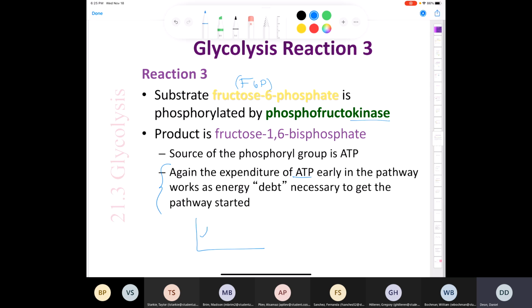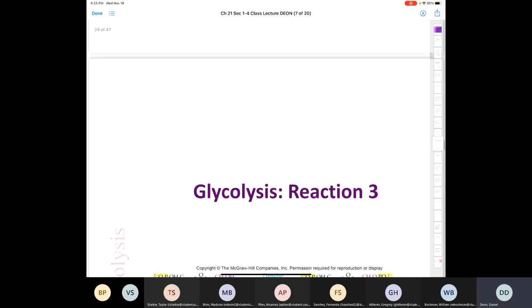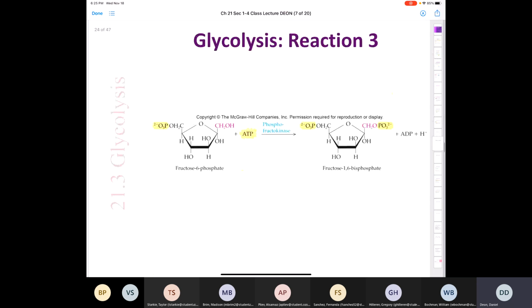We're going to spend ATP in order to get up here. Once we're up there, we're going to get a big payoff, okay? I don't know why I did that, but anyhow, there we go. All right, let's take a look at the chemistry, the most exciting part.